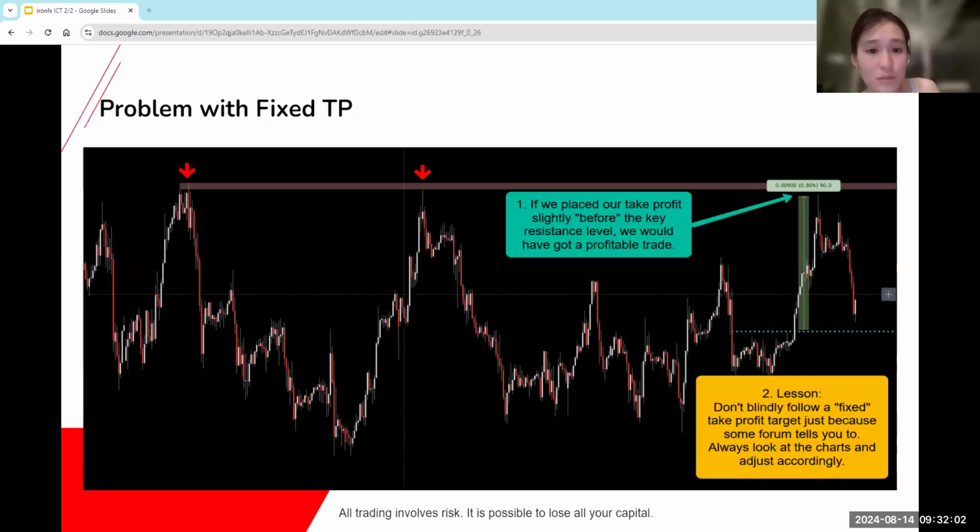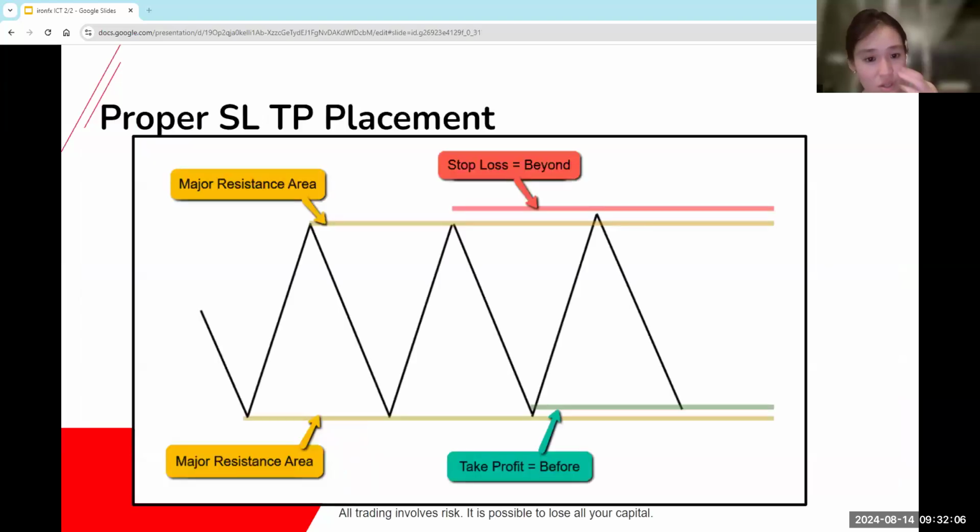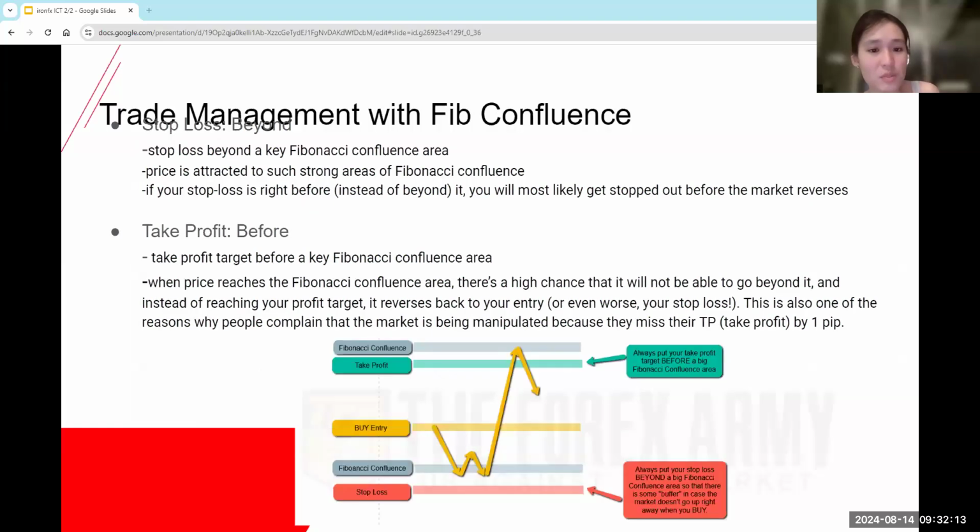Okay. So what is the proper stop loss take profit placement? This is just a guide, but we normally recommend you to place your stop loss beyond and your take profit before. So what does that mean? Here we're talking about Fib confluence. Fibonacci confluence occurs when you have two or more Fibonacci levels that line up, which suggests that price will be attracted to these areas.